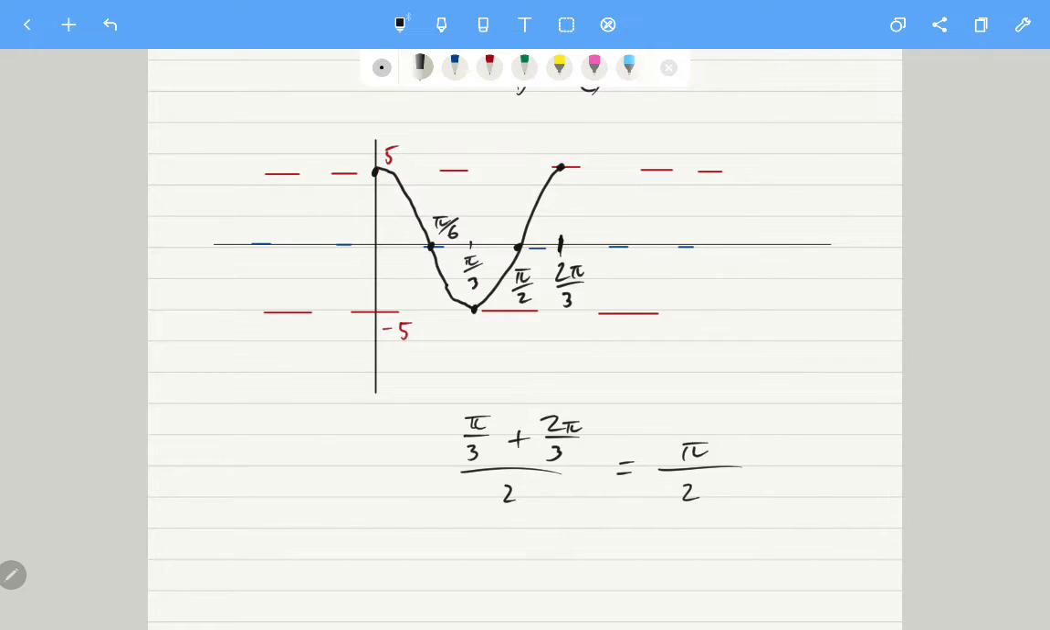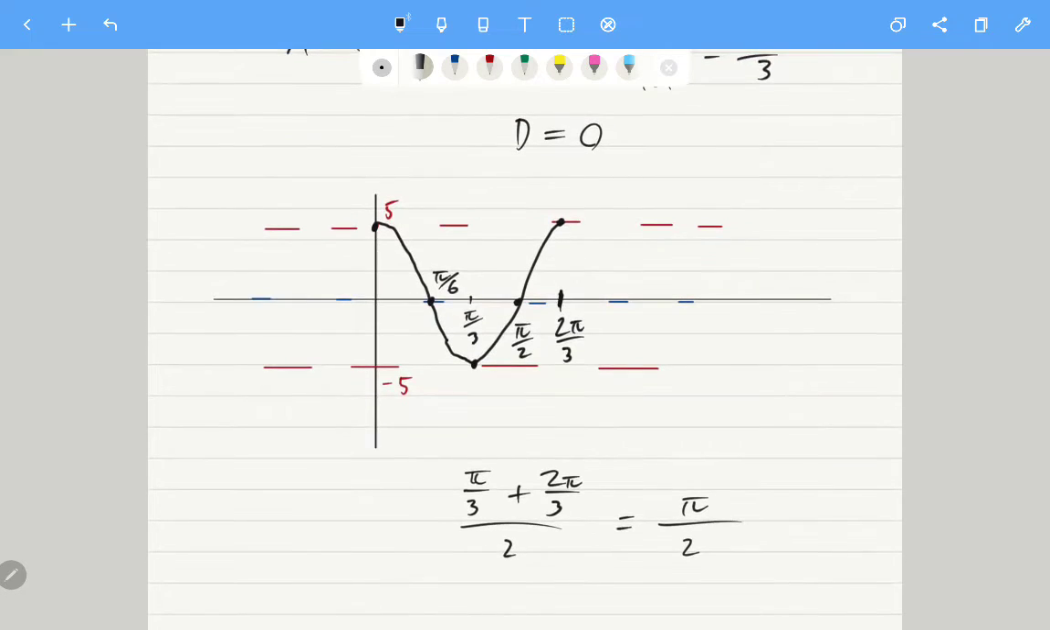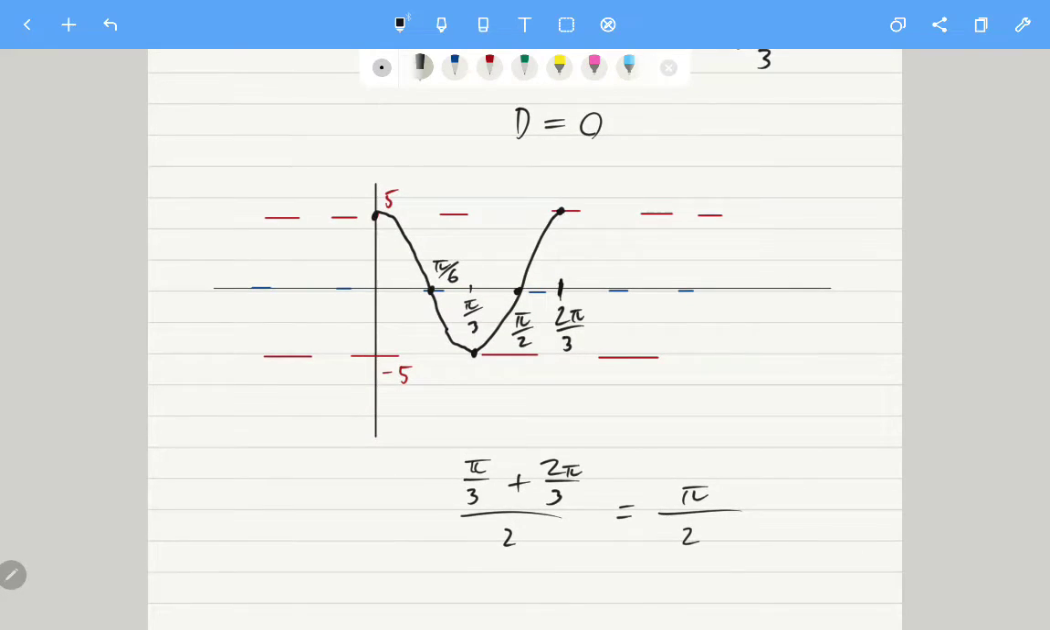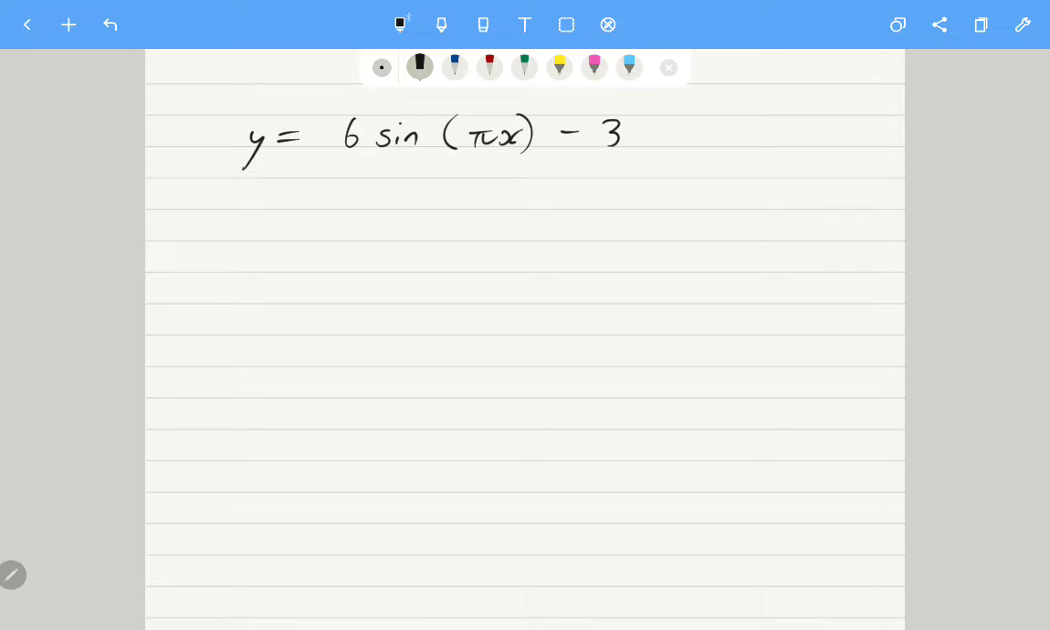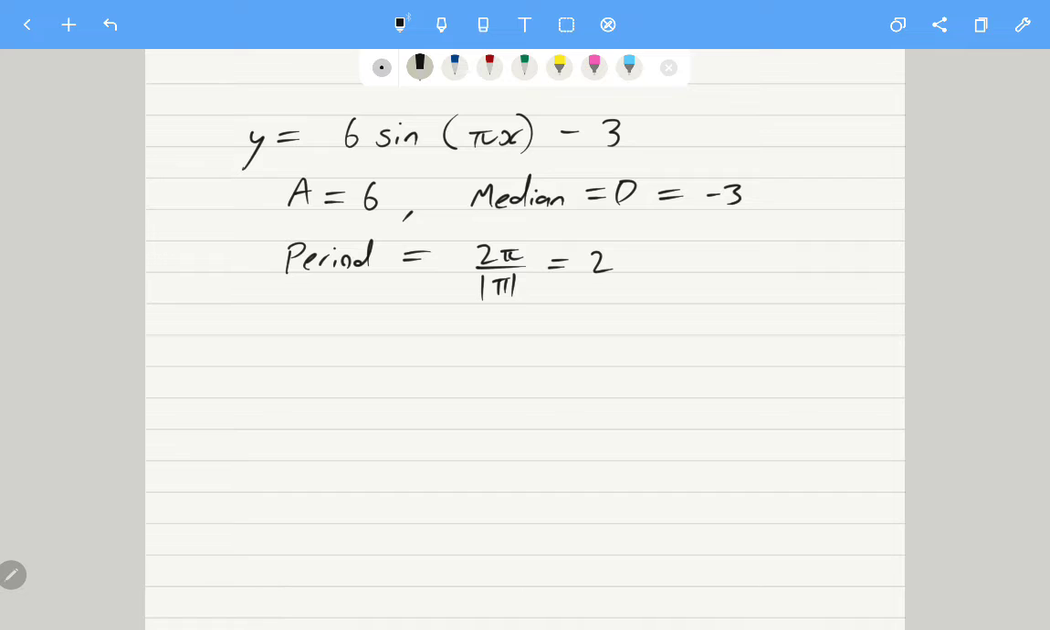Alrighty, so there you can see a quick sketch of one period of this cos function. Let's do a sine function next. Alrighty, so let's look at this one as well. So, first thing to notice is the amplitude is 6. We've got a median value this time, which is our d value, which is -3. That's going to be our starting line. And we've got a period which has been changed. It's going to be 2 pi over the absolute value of pi, because that's my b value there, which is just 2. So the period's going to be 2.